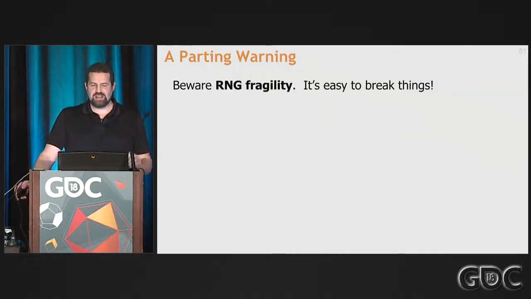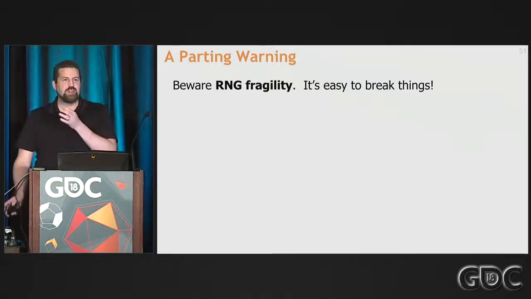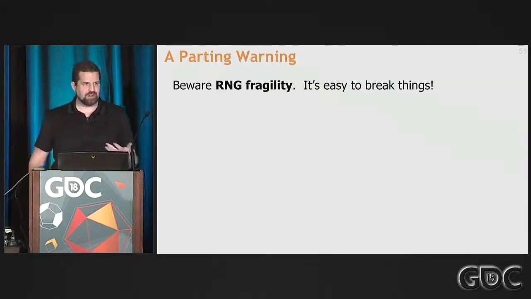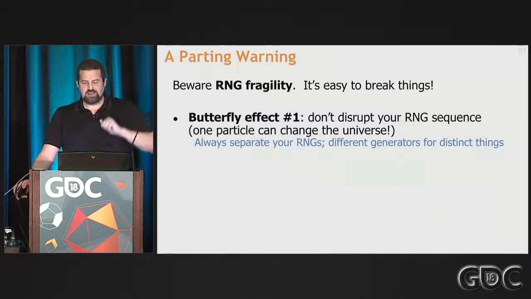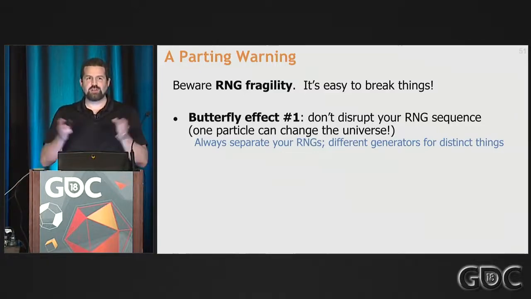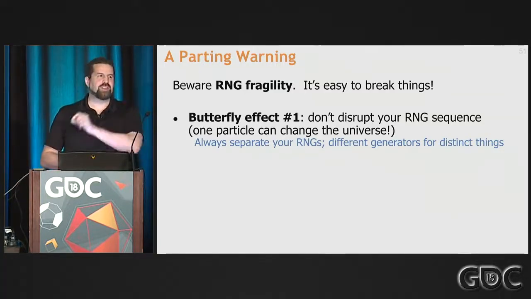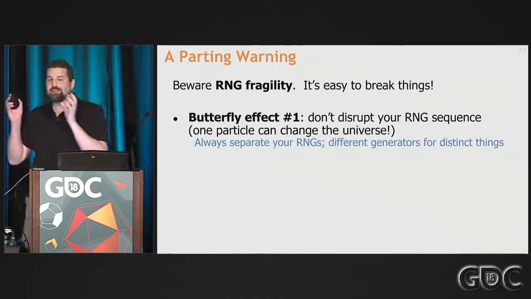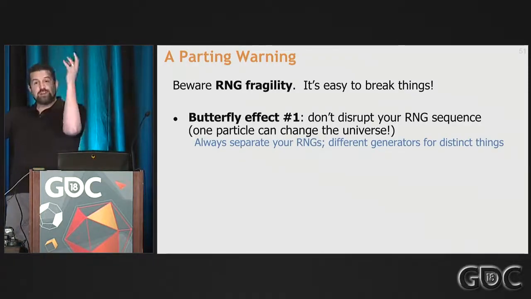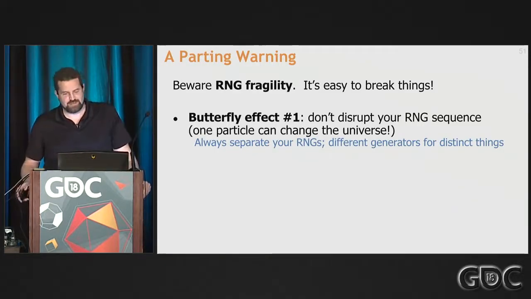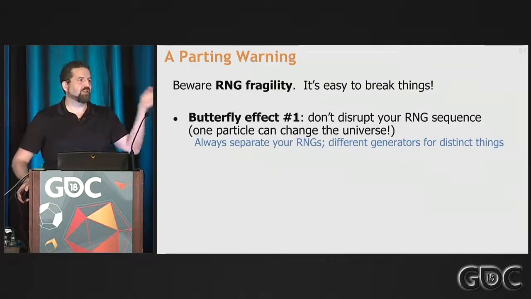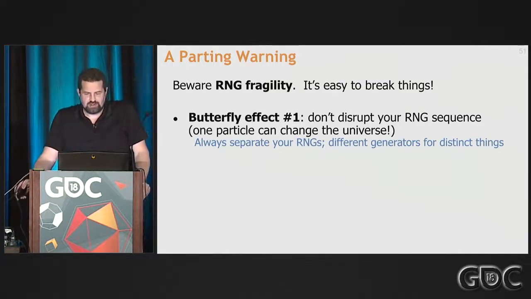The parting warning, beware of fragility. Everyone who's done procedural content or random generation knows even one roll of the die in the middle of a sequence can completely disrupt the sequence. You've probably already tasted that or are familiar with that. So, butterfly effect number 1, do not disrupt your RNG sequence. If you have all your things rolling rand, a single particle can change the entire universe, right? Literally, I have 60 frames a second in the main menu, which has particles flying, and you have 40 frames a second in the main menu. You generated a different number of particles than me. We're going to have different maps. So separate your random number generators, make sure the particles aren't eating numbers out of the villager sequence or something.